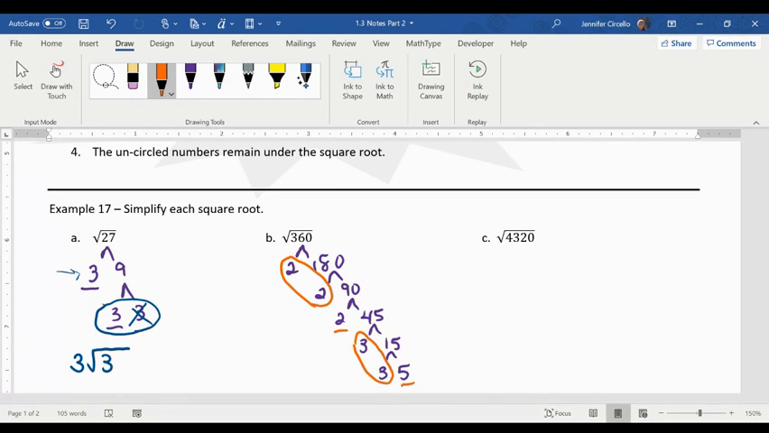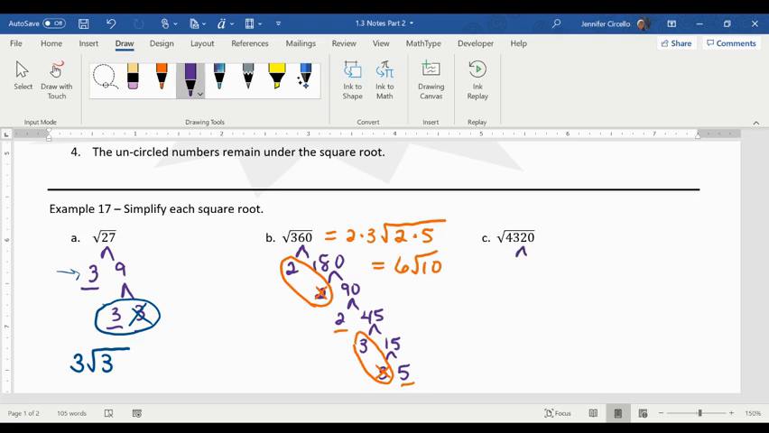Inside my pairs, you can cross off one of these numbers. And so on the outside of the square root are a 2 and a 3. So I'm going to put 2 times 3 on the outside. Then inside the square root are the numbers that didn't have a pair, so the 2 and the 5. So that gives you 6 root 10 after you multiply. And that's it. Let's try the next one, an even bigger number.